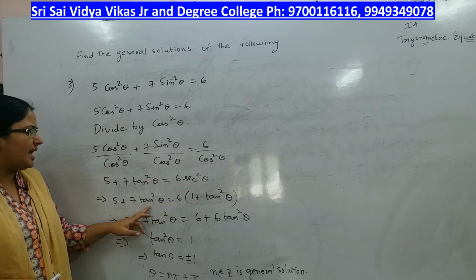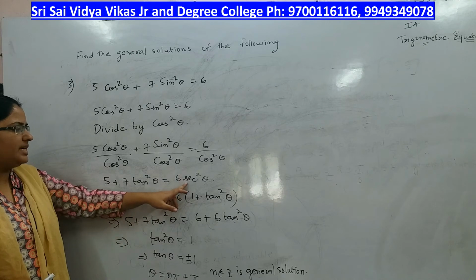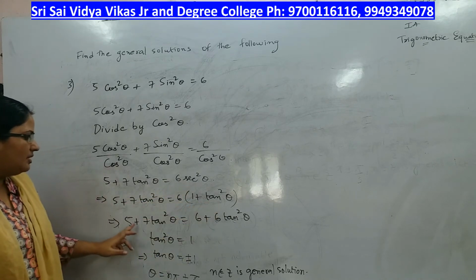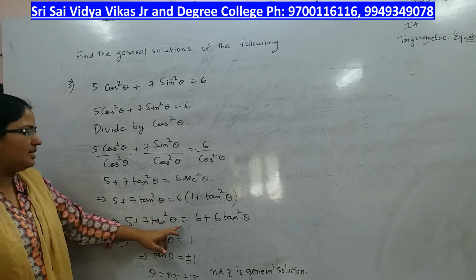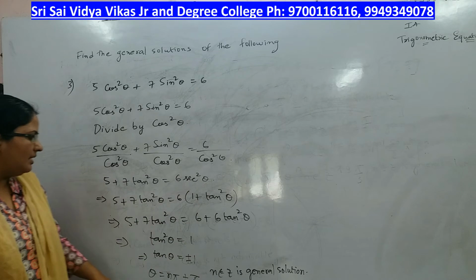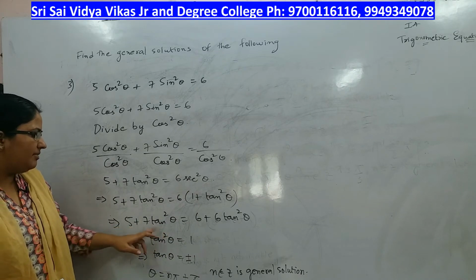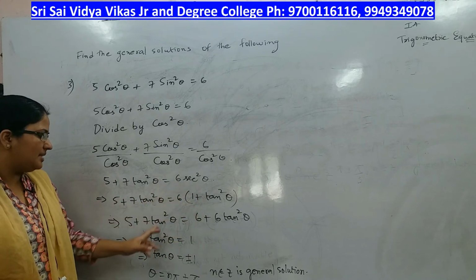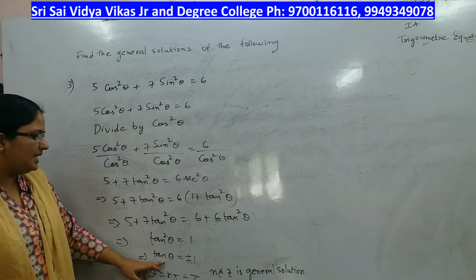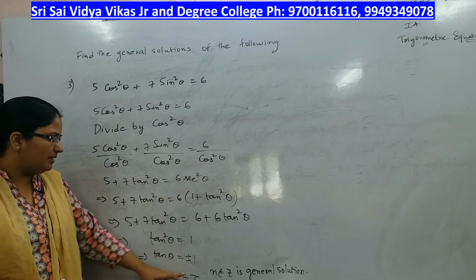5 plus 7 tan square theta is equal to 6 into secant square theta, which can be written as 1 plus tan square theta. So 5 plus 7 tan square theta is equal to 6 into 1, that is 6 plus 6 tan square theta. Take this 5 to that side, bring this tan square theta to this side. You have tan square theta is equal to 1. Tan theta is equal to plus or minus 1.